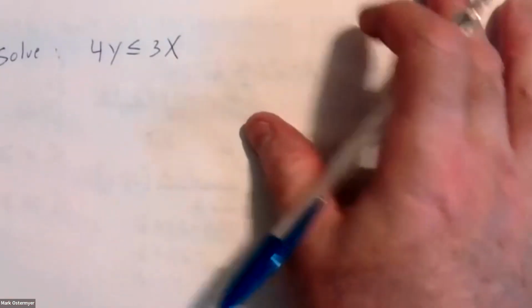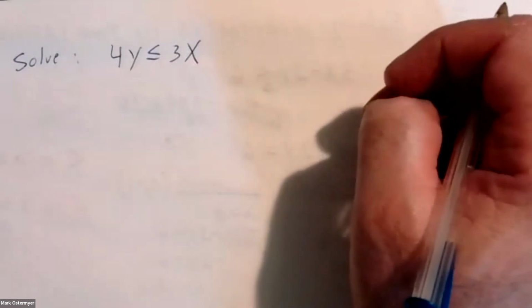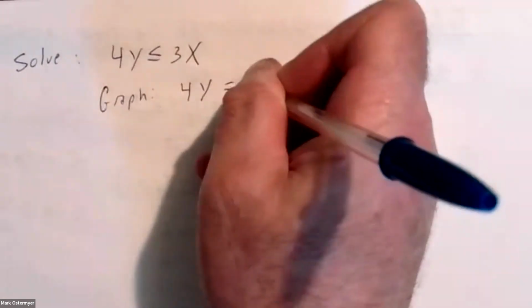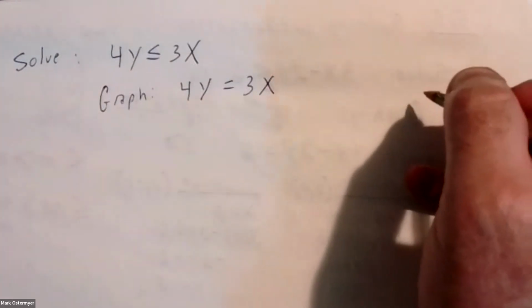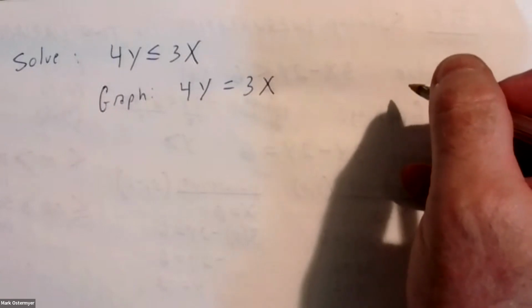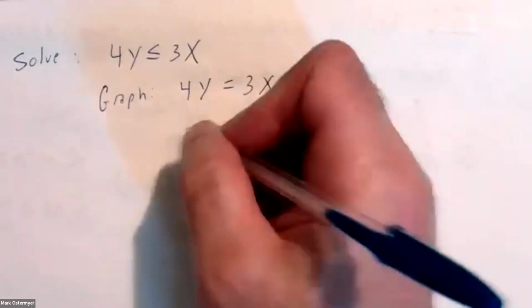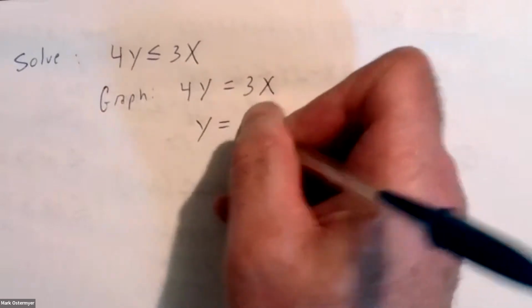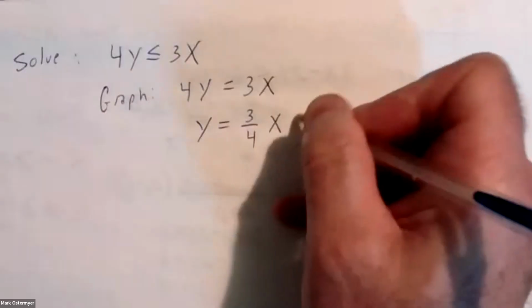Try another one here. 4y is less than or equal to 3x. We want to solve this inequality for its infinite ordered pair solution set. To do that, first we have to graph the associated boundary, so we have to graph the associated linear equation first. This is very close to being in slope-intercept form. In fact, if I divide both sides by 4, I would have this equation literally in slope-intercept form.